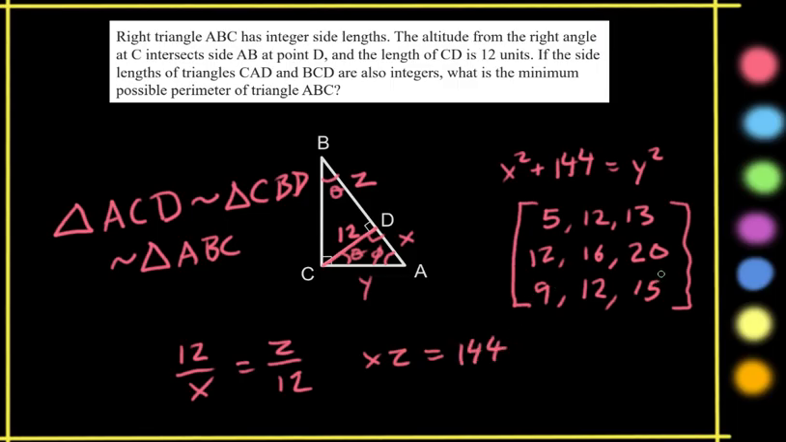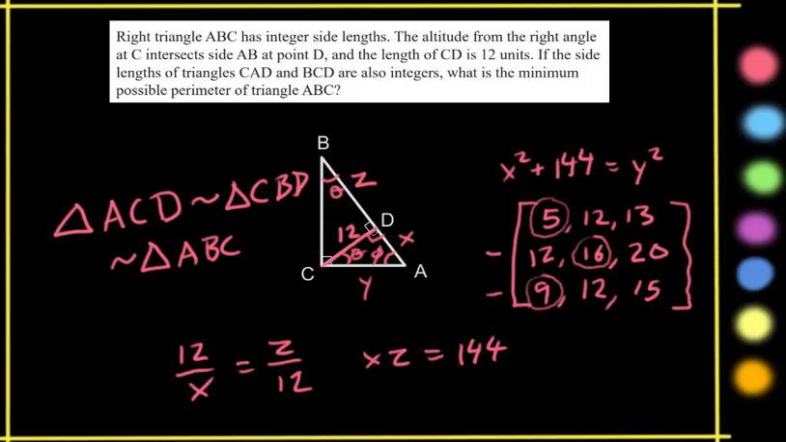Okay, so what that means is we've got to find 2 of these other legs that multiply to give us 144. And the way we do that is we take 9 and 16, because 9 times 16 is equal to 144. So it's got to be these 2 triangles. And if you say ACD is the 12, 16, 20, then BCD has to be the 9, 12, 15.